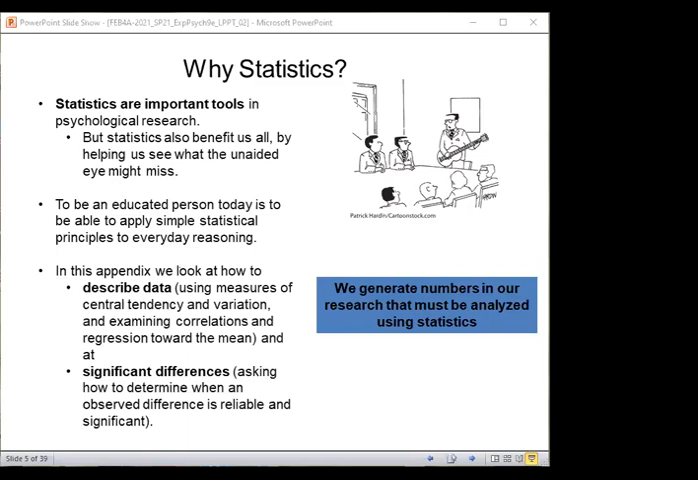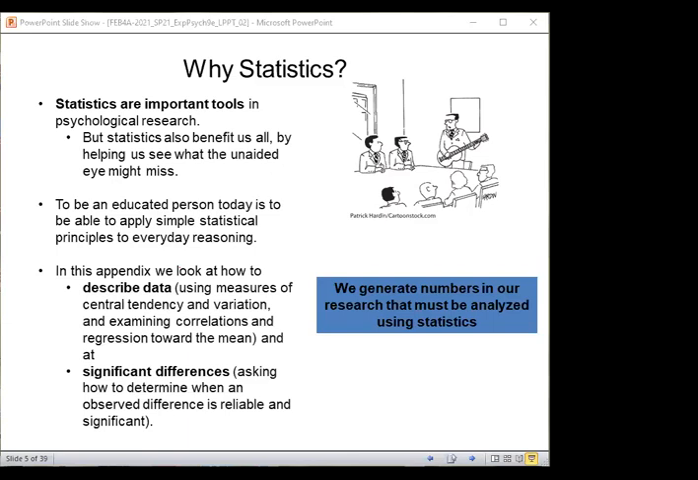So basically, we generate numbers in our research that must be analyzed using statistics. We talked about the theory, the research methods, and all that, but how do we know the result of it all? That's what statistics does for us. It helps us make a determination ultimately whether or not we have support for our idea, or we need to modify our idea or just reject our idea in totality.